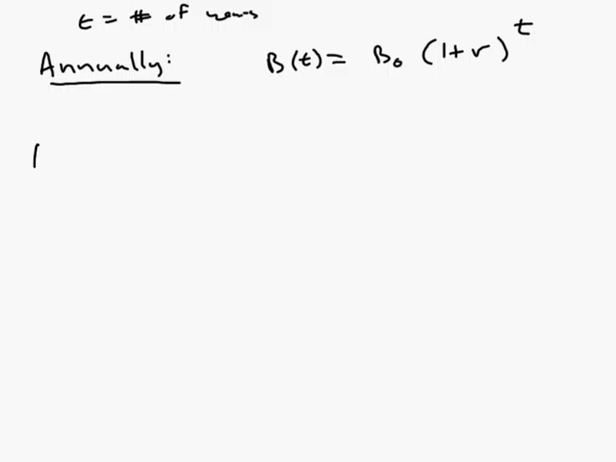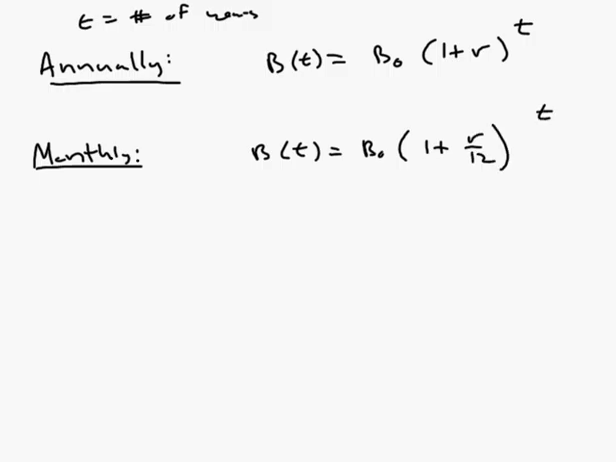Okay. Then we also looked at monthly. And monthly is B of t equals B0 times 1 plus the rate over 12, to the 12t. What happens in the monthly case is you get a little piece of interest every month. But for every year that goes by, whatever t is, you get that interest 12 times. So that's why we do 12 times t.